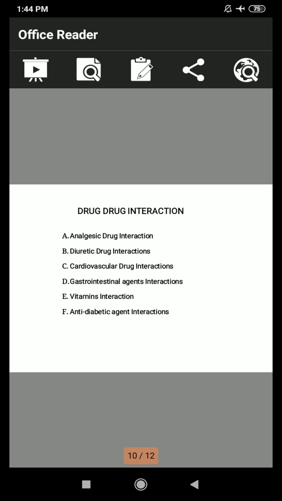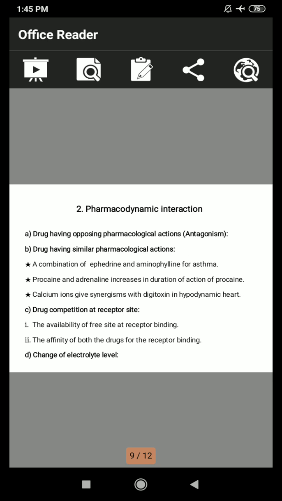Then next is diuretic drug interaction. Diuretic drug interaction has three combinations: first, furosemide, thiazide and antidiabetics; second, thiazide and antihypertensive; and third, thiazide, acetazolamide and quinidine. These we will see in the next lecture. I will revise today's part.